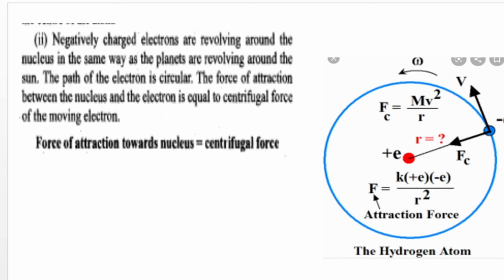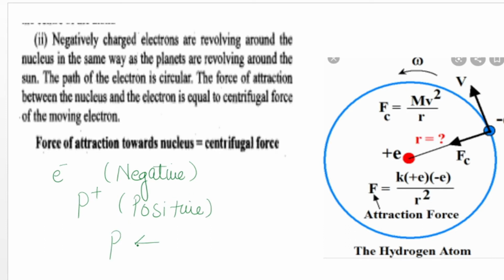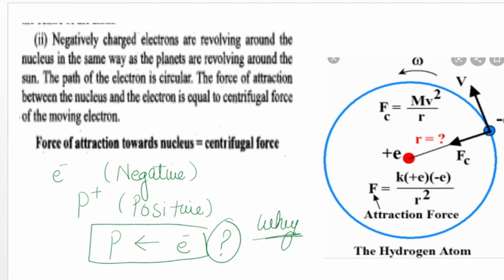Moving further, now the question which arises is: electrons are negatively charged and protons are positively charged. That means the electron should fall inside the nucleus, because protons should pull the electron inside. But why does this not happen? This is a common question which is generally asked by the students in the class. So the explanation to this question comes from the second postulate.